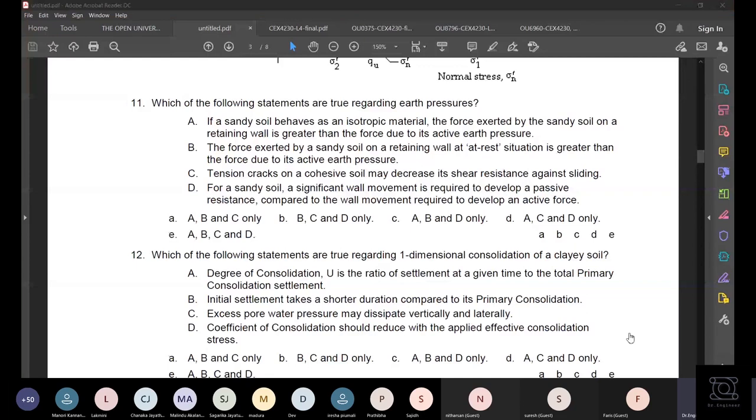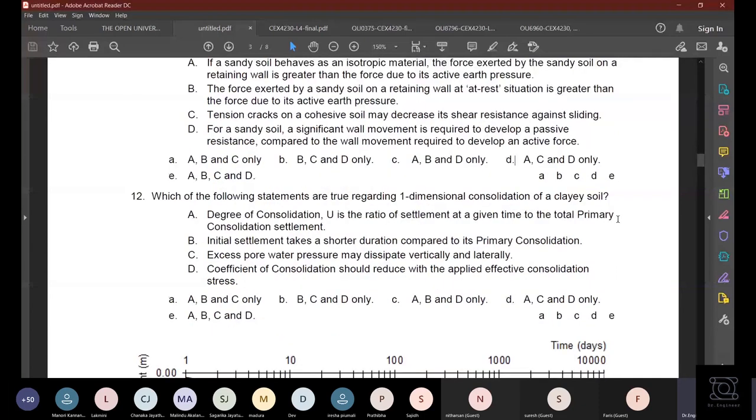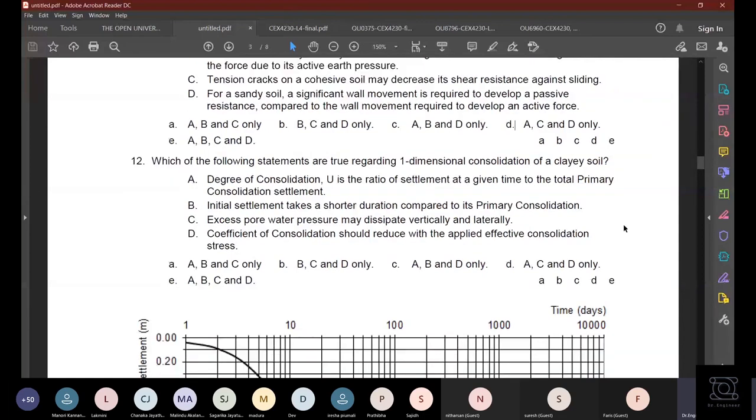Finally, there's another question common for both, right? Which of the following statements are true regarding one-dimensional consolidation of a clay soil? Degree of consolidation is the ratio of settlement at a given time to the primary consolidation settlement. Yes, it's obviously correct, right? It's the definition of degree of consolidation. Initial settlement takes a shorter duration compared to primary consolidation. Yes, initial settlement happens very quickly, right? So B is also correct.